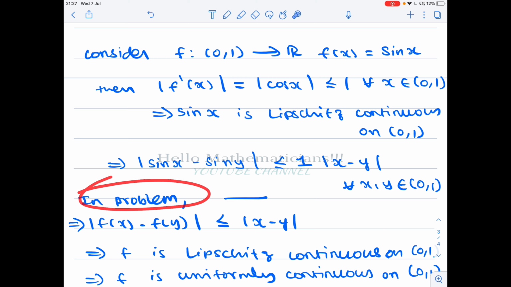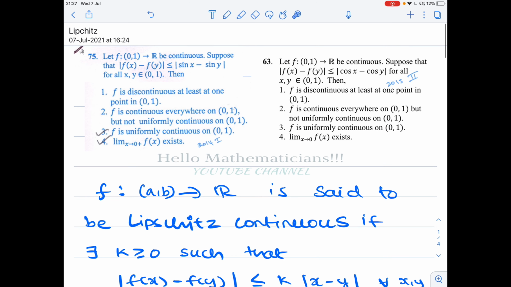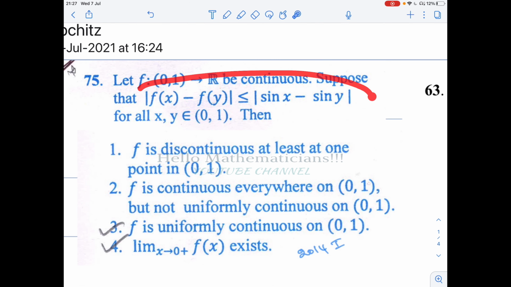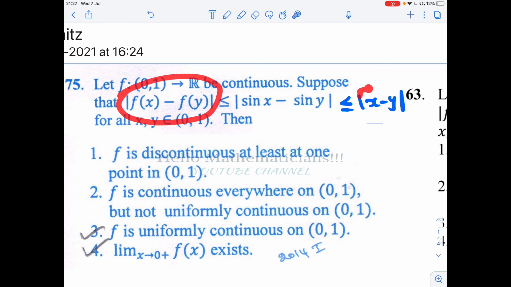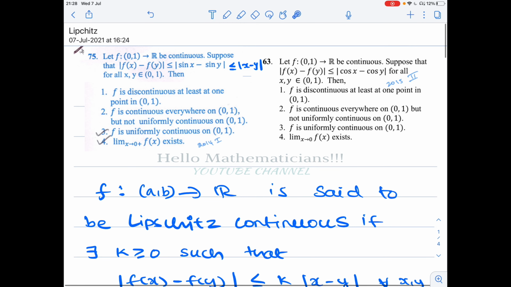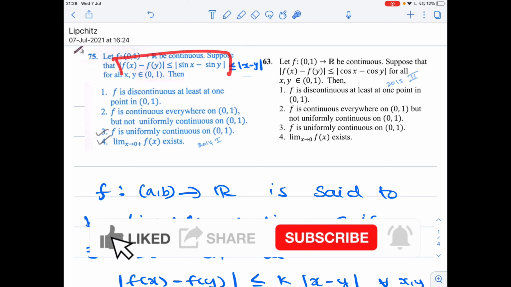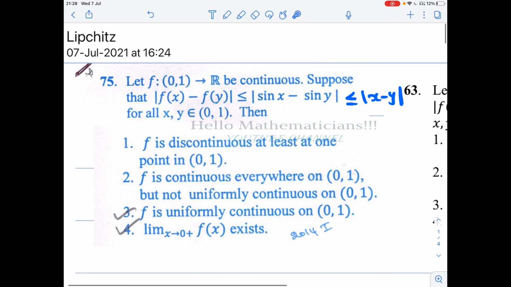Now we come to our problem. In the problem, it is given that mod f of x minus f of y is less than or equal to mod sin x minus sin y, but mod sin x minus sin y is less than or equal to mod x minus y. That is what we proved. Therefore, mod f of x minus f of y is less than or equal to mod x minus y. Therefore, the function f is also Lipschitz continuous with Lipschitz constant 1. So this much is enough to solve this problem.